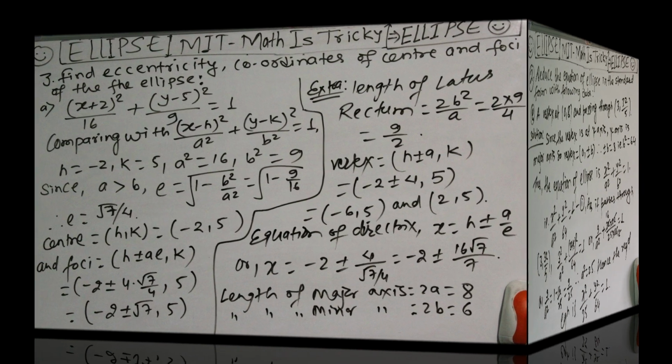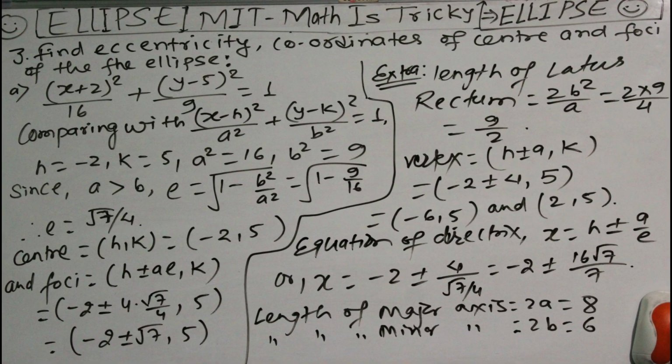Move to the next question, question number 3a. Here we have to find the eccentricity, coordinates of the center and foci for the given ellipse. So the equation of the ellipse is given here. In this case the center is other than the origin, just simple. We have already solved some questions.